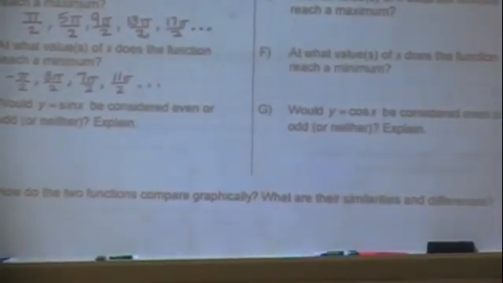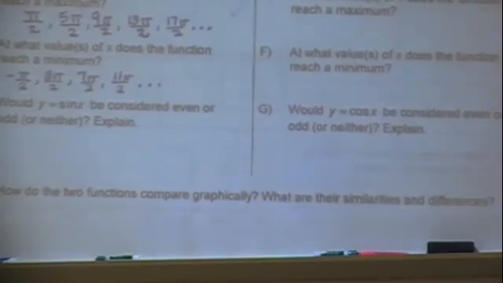Alright, here's a good question to jog your memory. Is sine even, odd, or neither? Odd. How do you know? So you rotate it and it matches. Very good. It is odd because it has rotational symmetry. If you turn it upside down, it looks exactly like it does right side up.